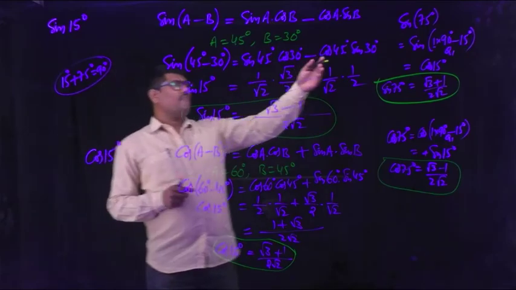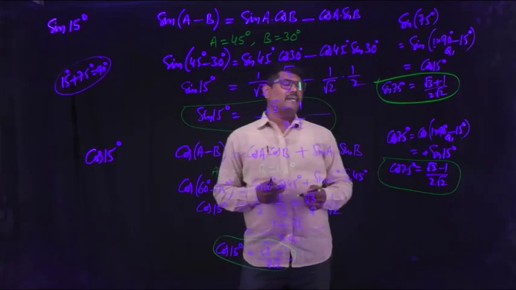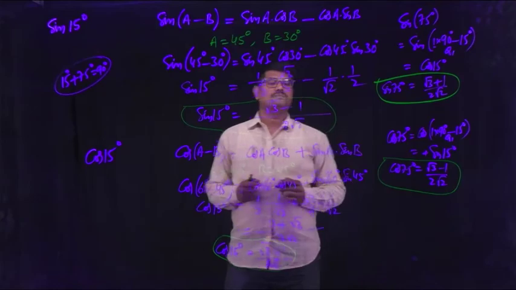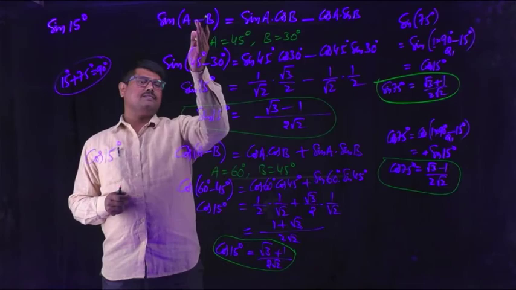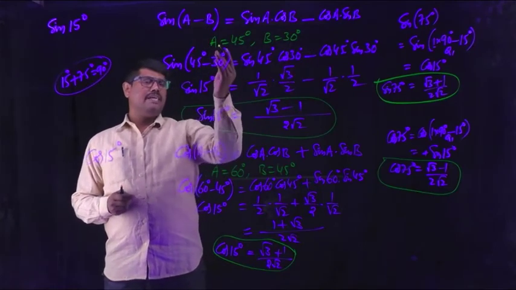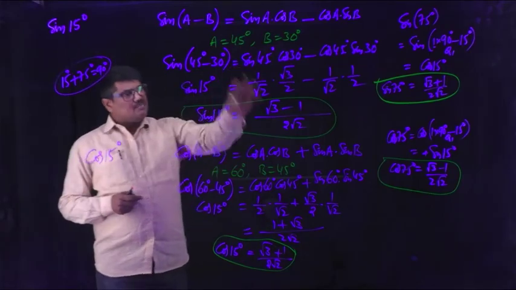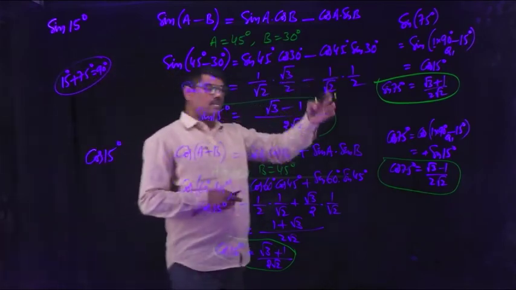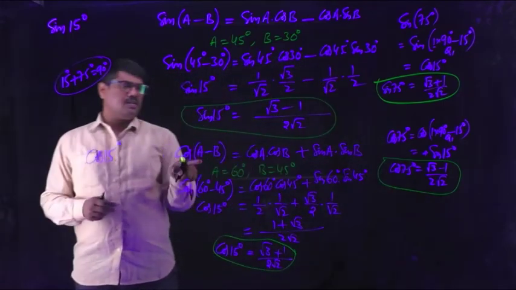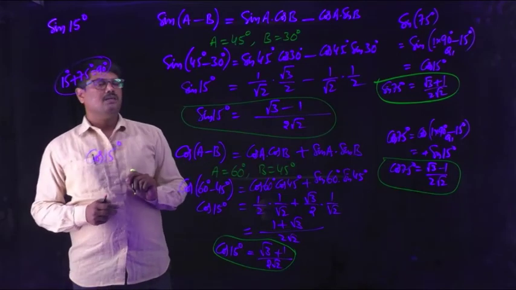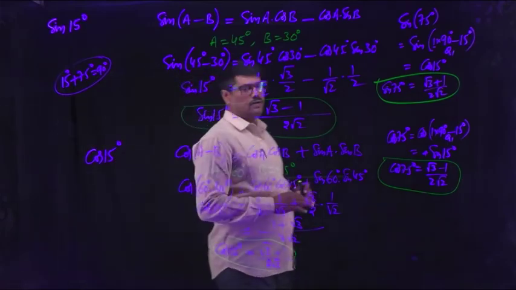Or you can directly find sin 75 also: 45 plus 30. Consider the sin A plus B formula, take A as 45, B as 30, and you will find the value of sin 75. In this manner you will obtain those values, sin 75 and cos 75. For finding cos 75, consider cos A plus B, put A as 45 and B as 30, and you can find cos 75 also.